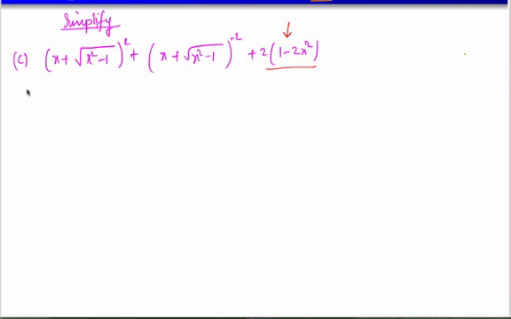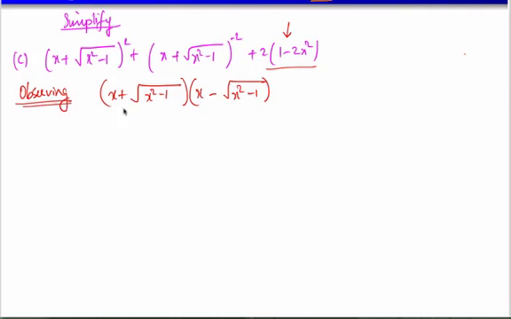So if you keep observing, I see that, I mean this comes from experience, I see that x plus square root of x square minus 1, this expression, multiplied by x minus square root of x square minus 1. Now this term and this term are conjugates of each other.